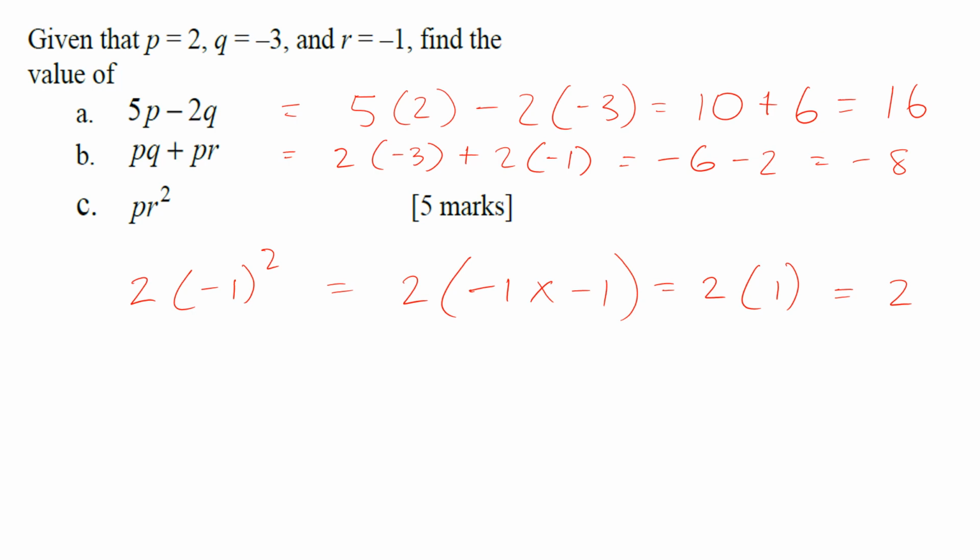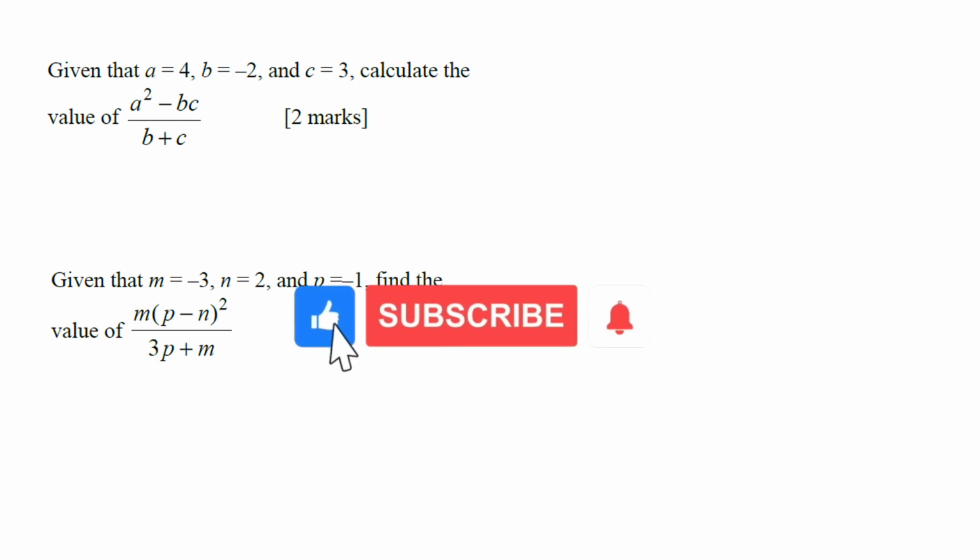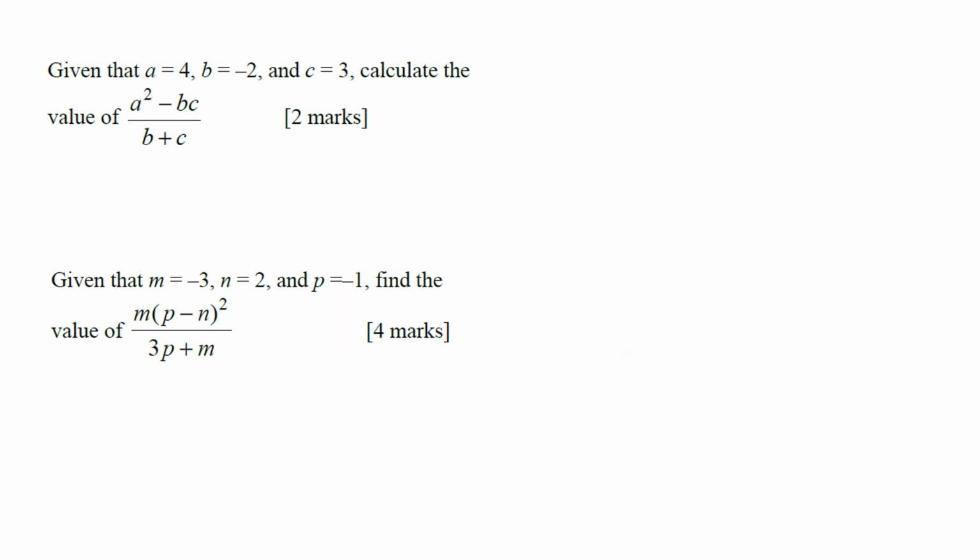Let's move on to more challenging questions. Now in this one, we have A is equal to 4, B is equal to negative 2, and C is equal to 3. So let's start the substitution process. So A squared minus BC all over B plus C. Now A is 4, so let's square that. A squared minus, what is B? Since B is a negative, I'm recommending you put it in parentheses. Then C now is 3. And then we put that all over B, which is a negative number, and then we plus 3.